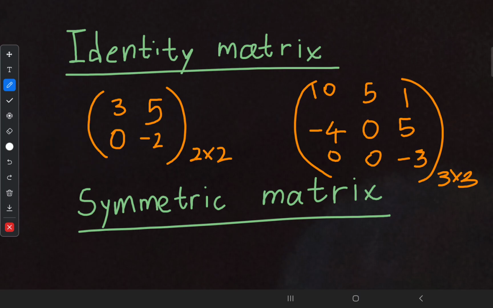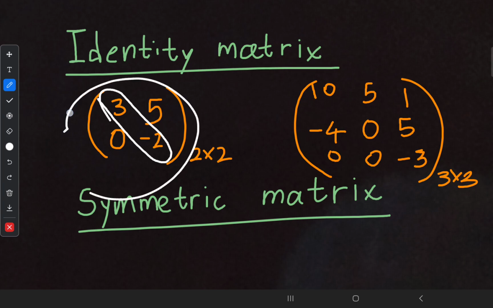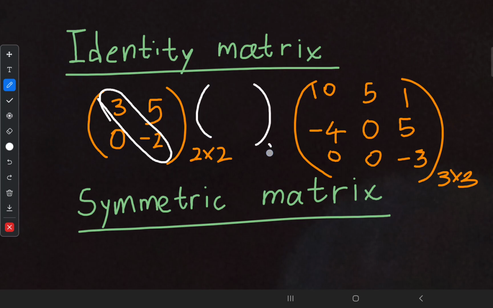But in identity matrix, we have to think about the main diagonal. The main diagonal should hold number 1 only. So this is not an identity matrix. I'm using this one for the explanation. When we consider a 2 into 2 matrix, the main diagonal should hold the number 1 only. This is our main diagonal. Other remaining values should be 0. This is a 2 into 2 identity matrix.